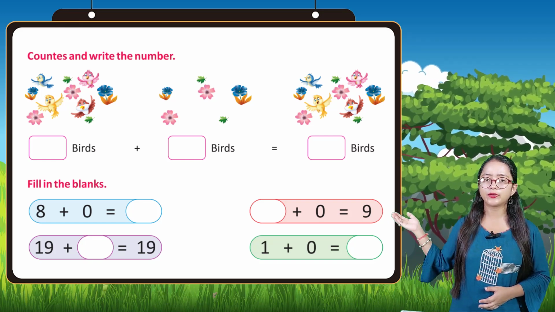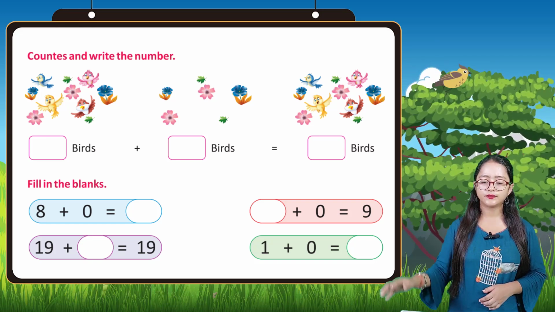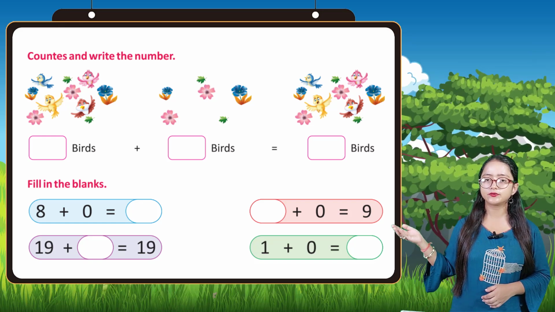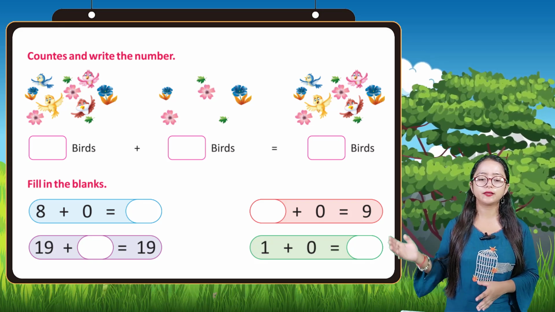There are total how many birds? There are total 4 birds. So you have to write down 4. There are no birds, so you have to write down 0. 4 plus 0 is equal to 4. So write down 4. Now next question is fill in the blanks.